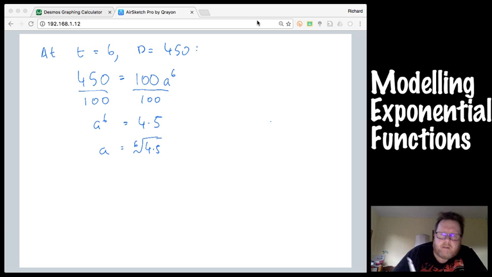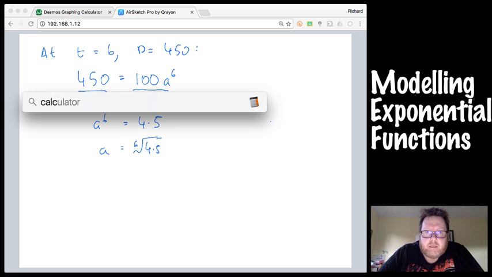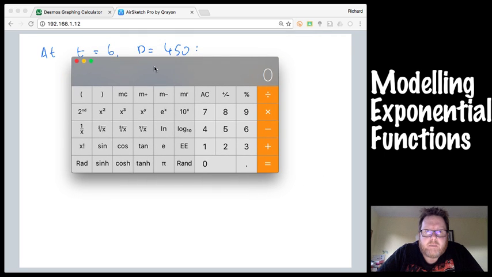That's the exact answer, but we might need to take an approximation for this. So I'm just going to bring up the calculator. I can't do this one in Spotlight, a 6th root. And I simply use this button here. Now on your calculator, you would type in 6 and then the root button and then the value, but this calculator works a little bit differently in that I go 4.5 and click on that and go 6, and I get that number there. Okay, 1.28.